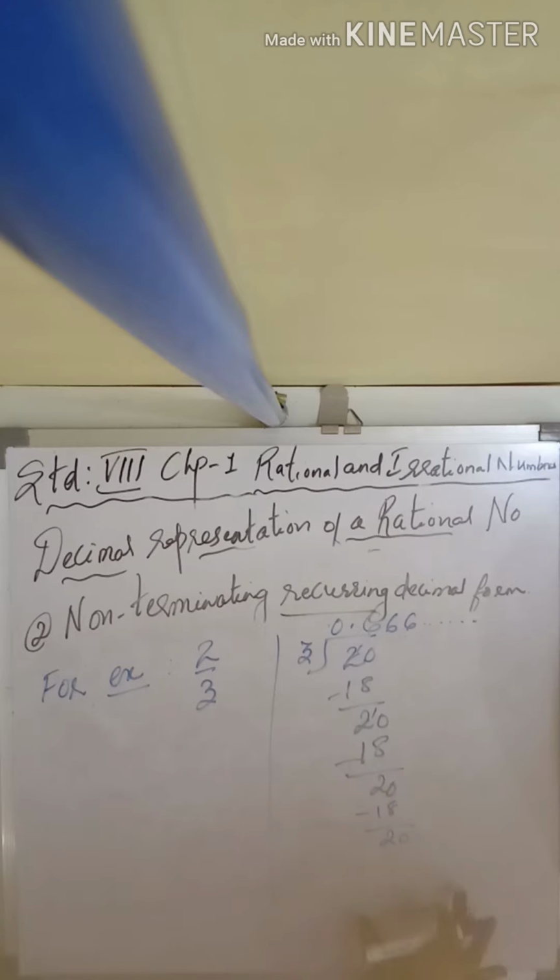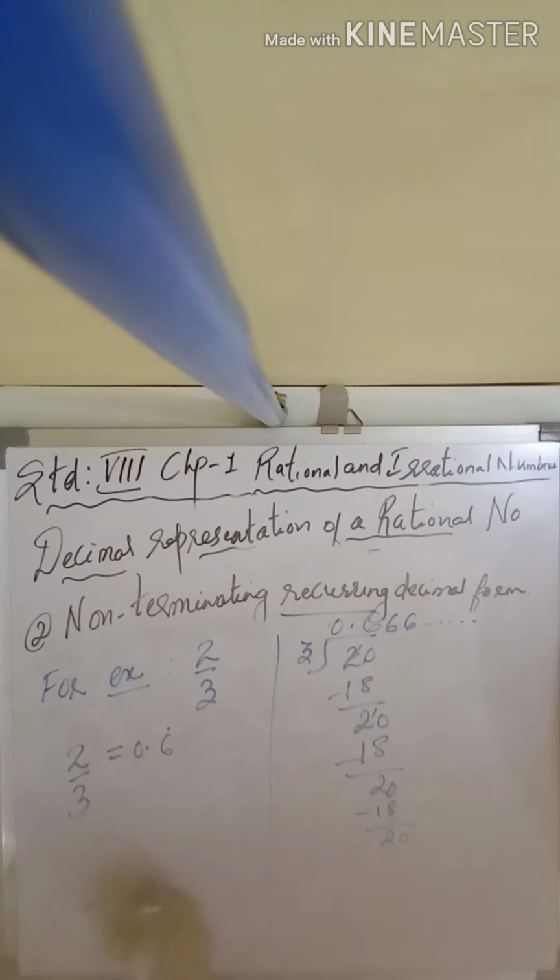So this form is called non-terminating recurring decimal form. And how are we going to write it? 2 upon 3 is equal to 0.666 recurring. To show that recurring, you just put one dot on top of 6. This dot means that the number 6 is recurring, repeating again and again. Either you use this dot or you can show it by a small bar. But usually when a single digit is repeating, we show it by a dot. Clear? So 2 upon 3 is equal to 0.6 recurring.